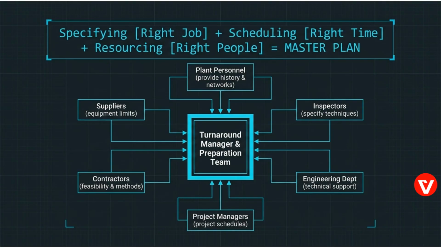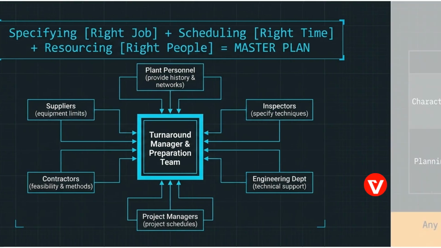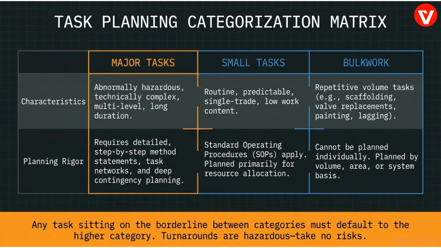This requires integrating knowledge from multiple sources, including plant personnel, suppliers, contractors, and inspectors, and resolving the proposal, discussion, decision, action cycle. The task planning categorization matrix ensures that planning rigor matches risk. Tasks are categorized as major, small, or bulk work. The golden rule is that any borderline task must default to the higher category to ensure safety and depth.